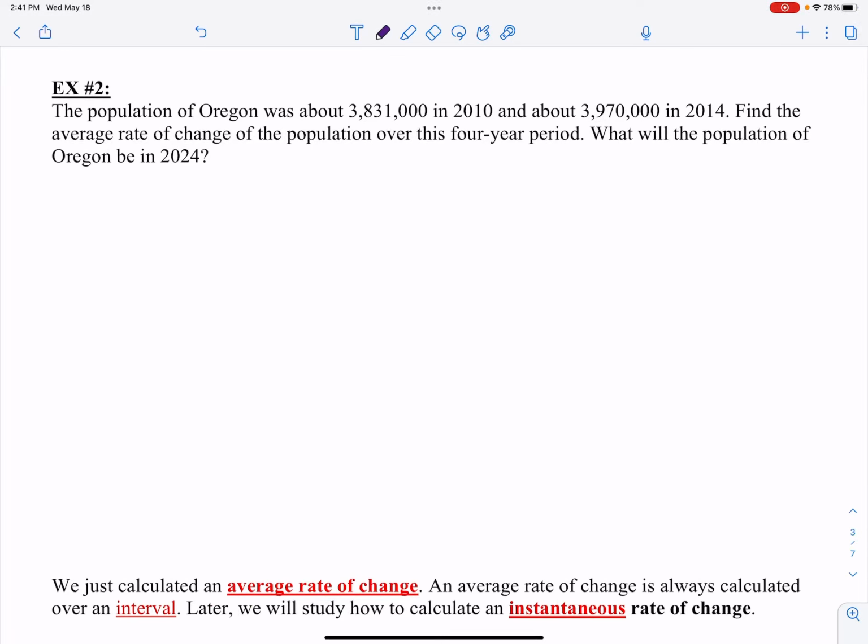In example 2, we are looking at the population of a state. We are given the population of Oregon in 2010, and then the population of Oregon in 2014. So 4 years later, we're looking at the population change over time. Notice it does look like the population increased. So I would expect my rate of change to be positive because I'm going from 3.8 million to about 3.9 million over that 4-year time period.